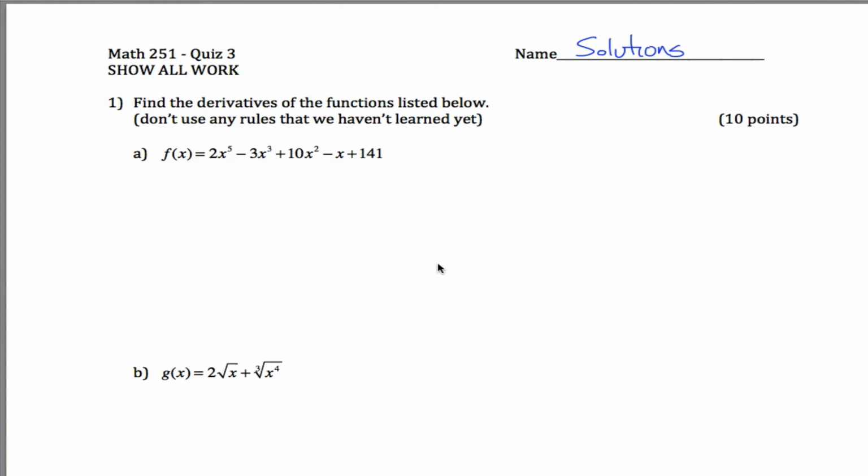Our solutions for quiz 3 for Math 251. On this quiz, we're asked to find some derivatives. So here's a function, find its derivative.